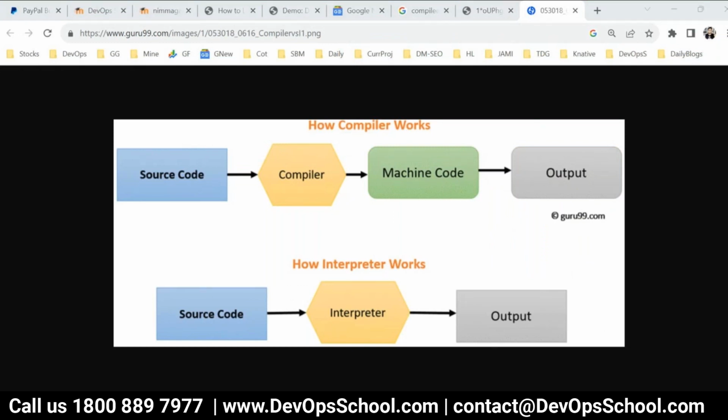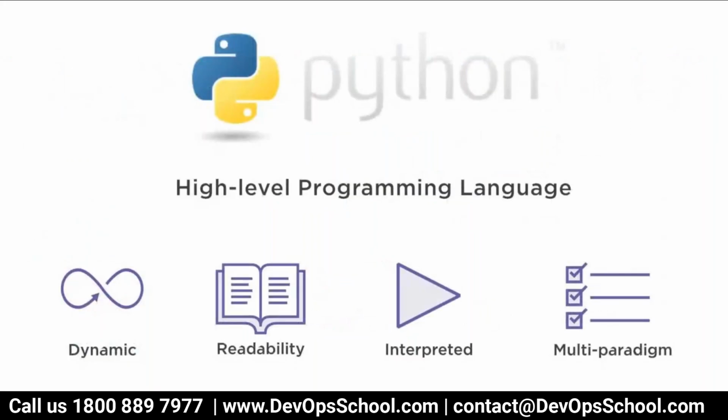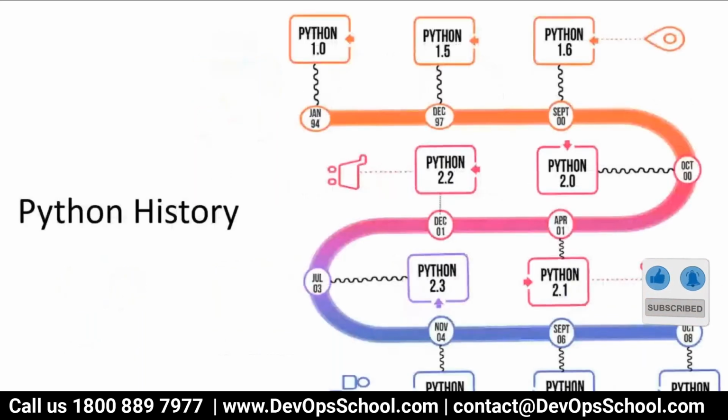So Python is an interpreted language. Just write it and forget. It's dynamic, readable, interpreted, multi-paradigm, and so on. These are some of the history of Python. Right now you are least interested in this, but the current version which we are using is Python 3. Mind it. Okay, so this is the history.